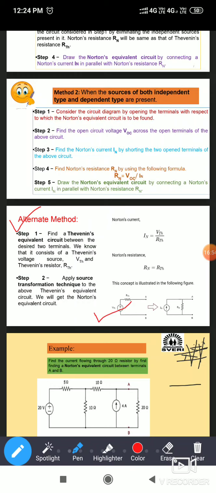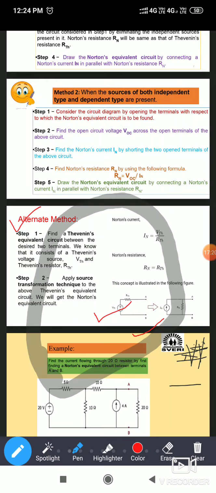Do you understand? So if you are not confident about Norton's and you are confident about Thevenin's, then go for Thevenin's theorem, solve it by Thevenin's theorem, and once you find the Thevenin's equivalent circuit, using the source transformation, you can convert that Thevenin's equivalent circuit into Norton's. So by using this method also you can apply Norton's equivalent circuit or Norton's theorem.